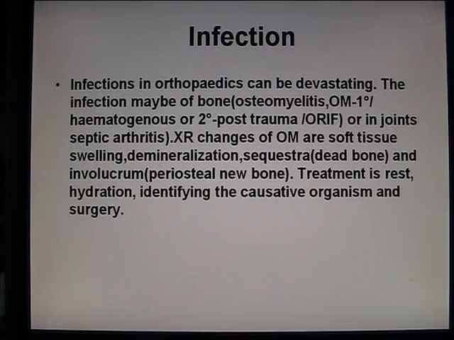Infection. Infection in orthopedics may occur in the bone, at the end of the bone, that's osteomyelitis, or in a joint, that's called septic arthritis. Treatment is rest, hydration, identify the right organism, immediate washout of an infected joint, and perhaps surgery for osteomyelitis if it doesn't respond to antibiotics.